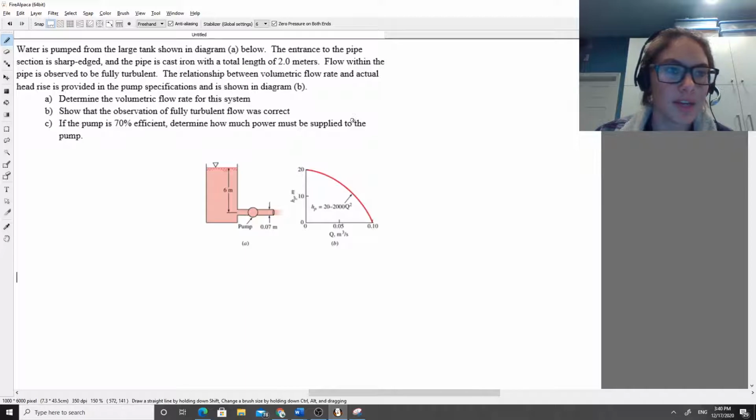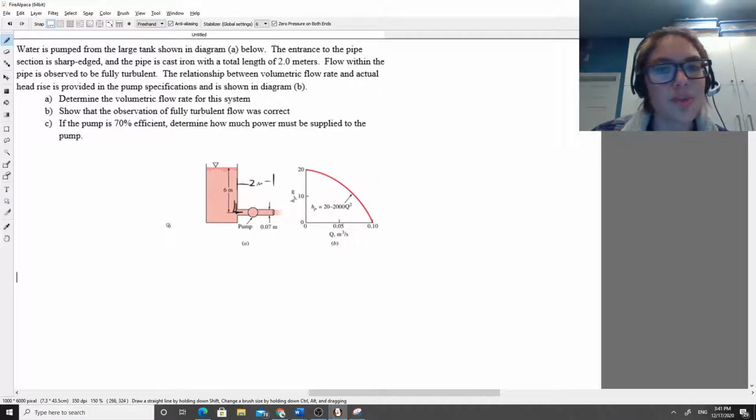So for this problem, we have that the water is pumped from the large tank shown in diagram A below. The entrance to the pipe section is sharp-edged, meaning this is sharp-edged here. And the pipe is cast iron with a total length of 2 meters. So this is going to be like 2 meters long. Flow within the pipe is observed to be fully turbulent.